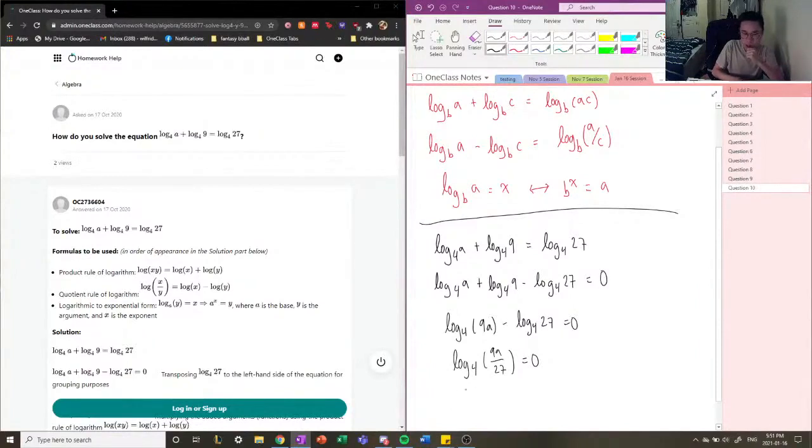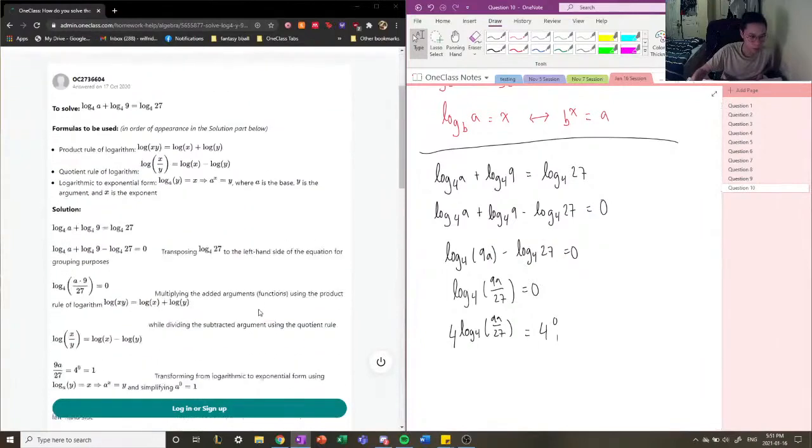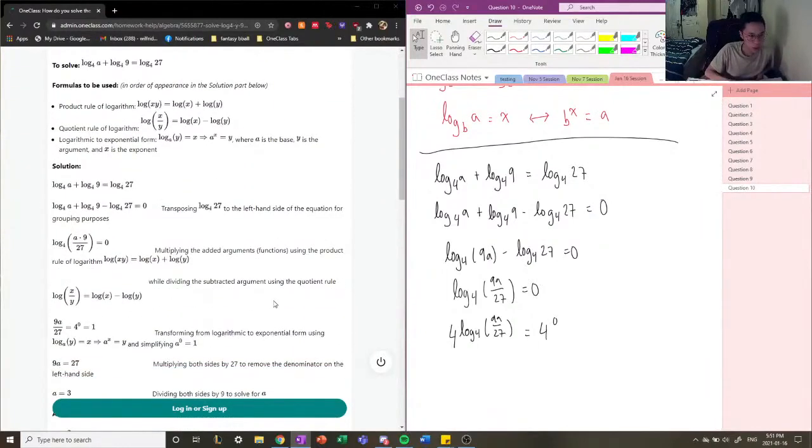So we're going to raise both sides to the power of 4. We apply 4 here and 4 here. What does that look like? We get 4 to the power of log base 4 of 9a divided by 27 equals 4 to the power of 0. I converted this to exponential form by putting the base of 4 on both sides. By doing this, we are able to get rid of the log base 4, and we have 9a divided by 27 equals 4 to the power of 0, which is equal to 1.